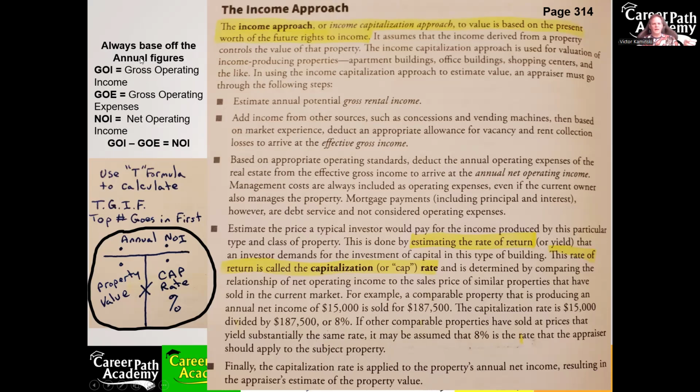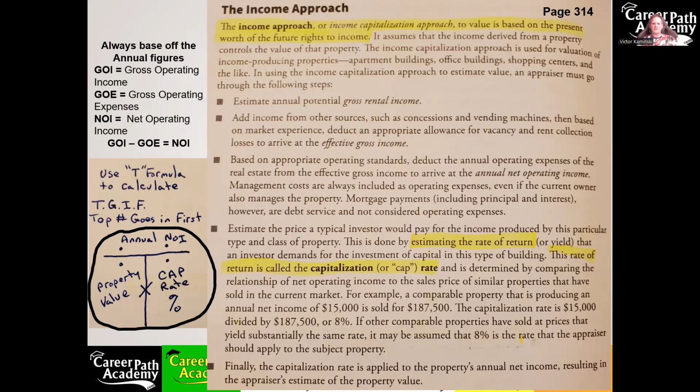Now, remember, always base off the annual figures. You're going to need to have the GOI, that's the gross operating income. I know, income, expenses, but they always refer to it as the gross operating expenses. So GOI is gross operating income. You're going to need to know the annual gross operating income. You're going to need to figure out the annual gross operating expenses of the property. And then you subtract the expenses from the income and you're left with the NOI. That's the net operating income.